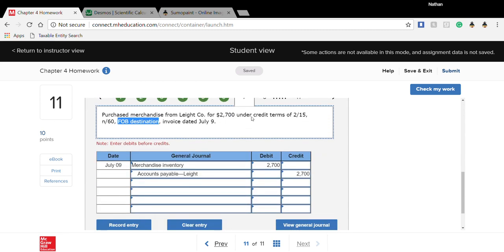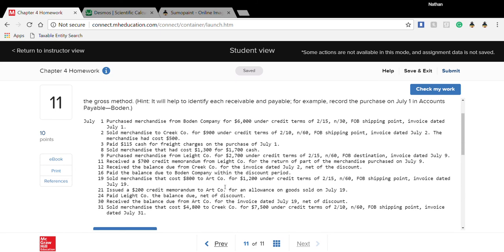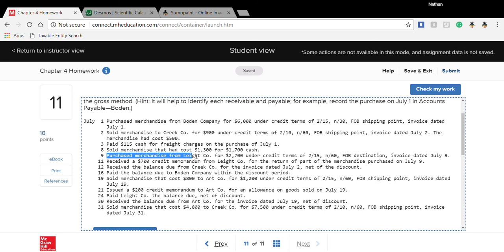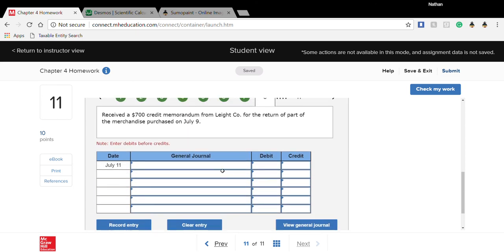Alright, go on to 8. Alright, so now we received the $700 credit memo from Light Co. for the return of part of the merchandise purchased. So let's go back to the contract, which is easier to just go up here. We did the purchase right here. So we were the buyer. So we have to do the return as the buyer. And since we returned it as the buyer, we only affect merchandise inventory.